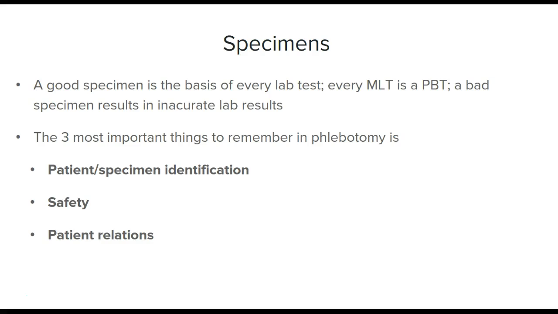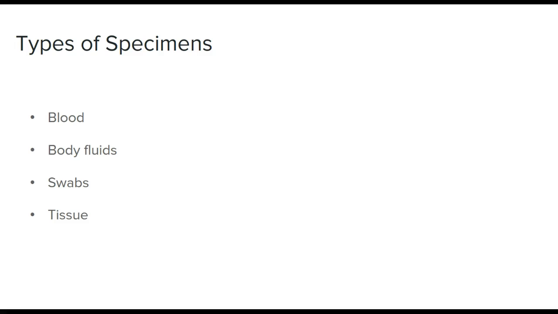The three most important things to remember in phlebotomy is patient or specimen identification. You ask the patients for their name, you look at their wristband, and you label their specimen correctly. Safety, you always be careful with the needles, you make sure that you dispose of them properly, and also patient relations. You want to treat them with respect and care and like you would want to be treated.